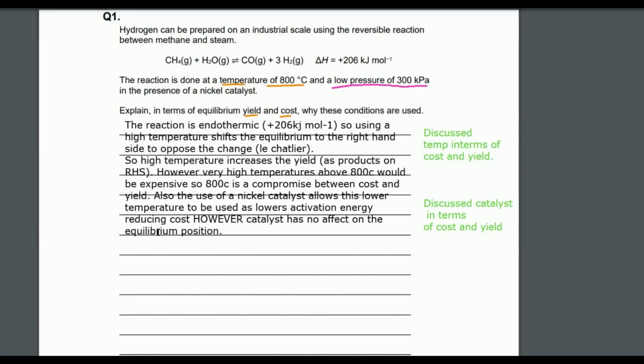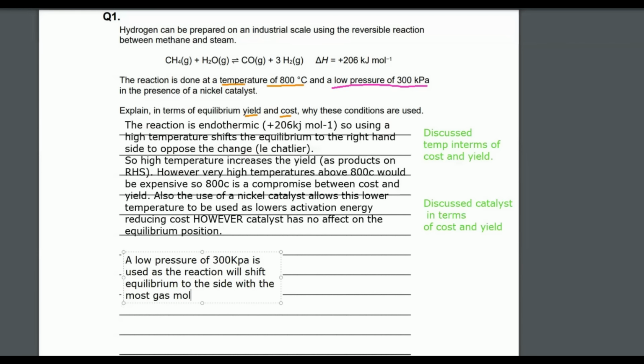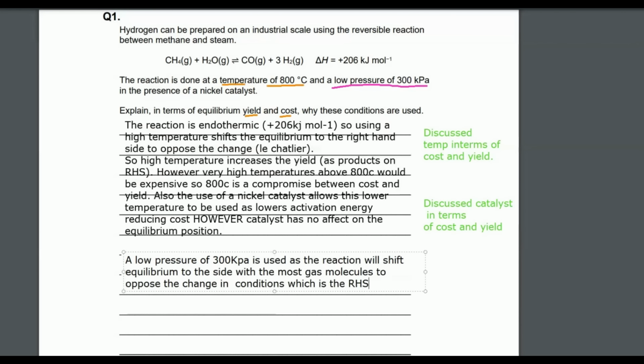Okay, now let's consider the pressure situation for our third thing. You could have done this in any order. You might have felt the natural order was to do temperature, pressure, and then catalyst, as that's the order they put in the stem of the question. But a low pressure of 300 kilopascals is used as the reaction will shift the equilibrium. Remember, it's trying to oppose the change. If you use a low pressure, it will shift the equilibrium to the side with the most gas molecules, and that's the right hand side again, which will increase the yield.